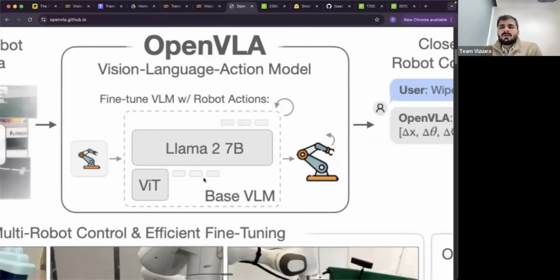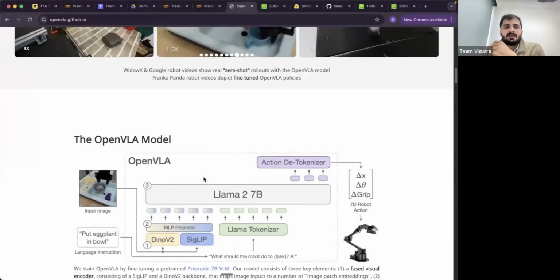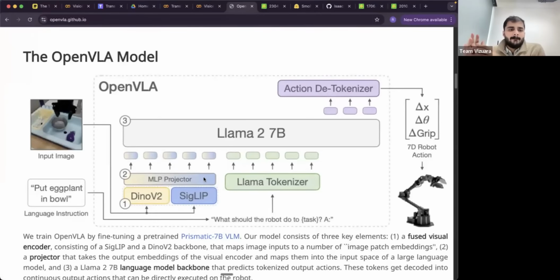So they have not actually gone into detail of this architecture. It would have been great. Yeah, here it is. So as we had predicted, the input is the input image plus the robot joint state. They have not mentioned it here, but it has to be there as an input, and the language instruction, put eggplant in a bowl.